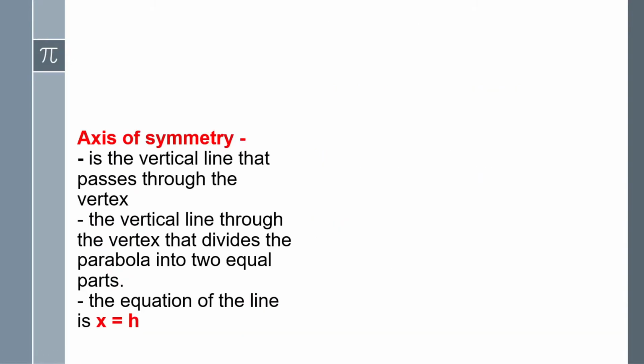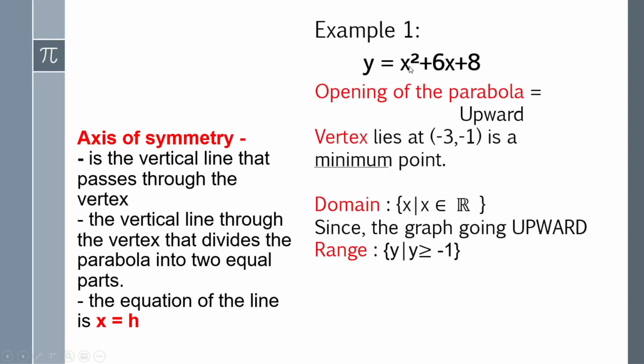Next characteristic is the axis of symmetry. What is axis of symmetry? It is the vertical line through the vertex that divides the parabola into two equal parts. So the equation of the line is x is equal to h. So nagbabase pa rin tayo dun sa vertex. So review natin kanina, ito yung given natin. Opening of the parabola going upward. The vertex lies at negative 3 and negative 1.